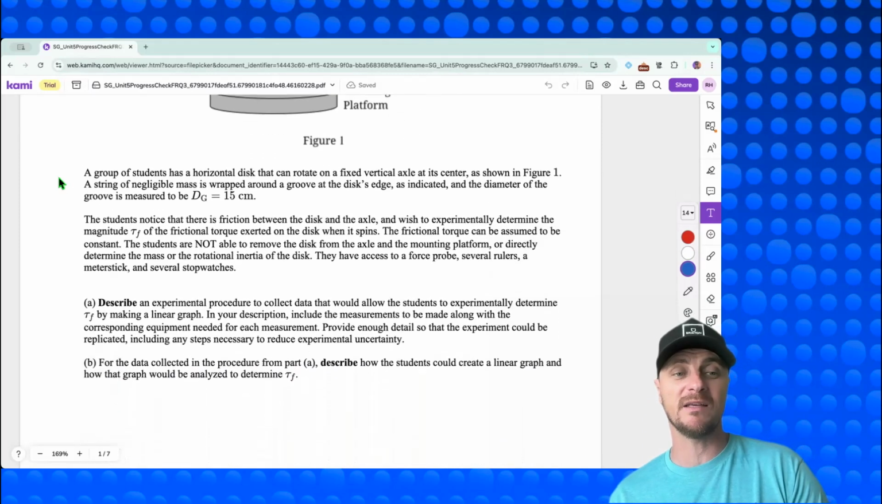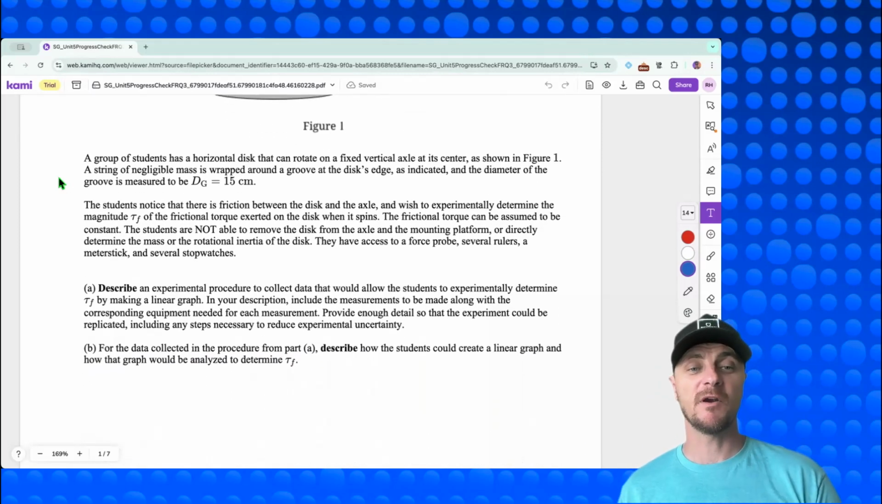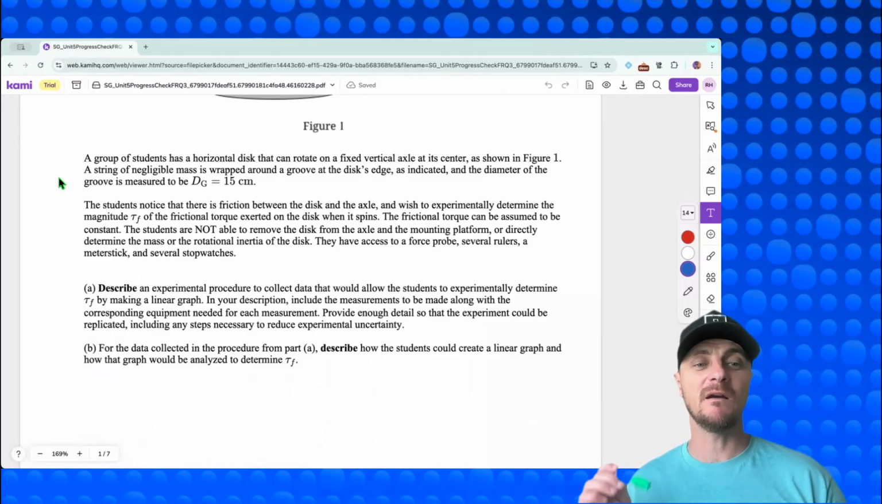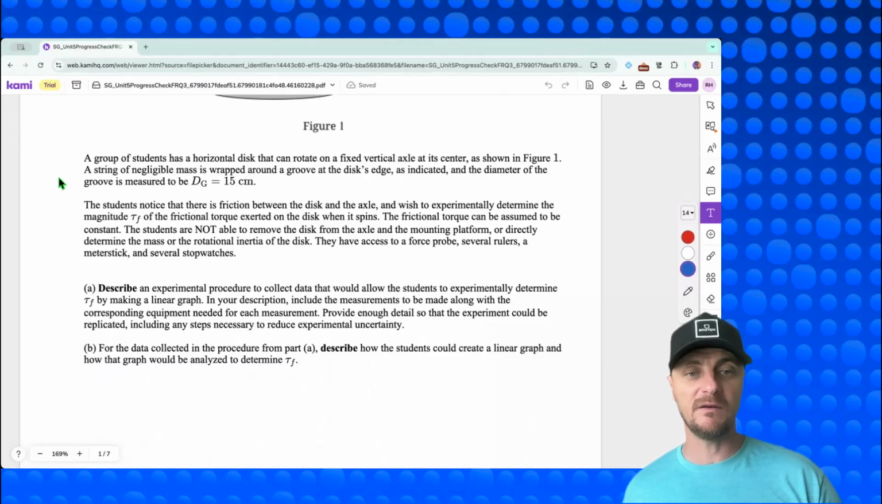Let's check out what part A is asking. Describe an experimental procedure to collect data that would allow the students to experimentally determine torque of friction by making a linear graph. In your description, include the measurements to be made along with the corresponding equipment needed for each measurement. Provide enough detail so that the experiment could be replicated, including any steps necessary to reduce experimental uncertainty.